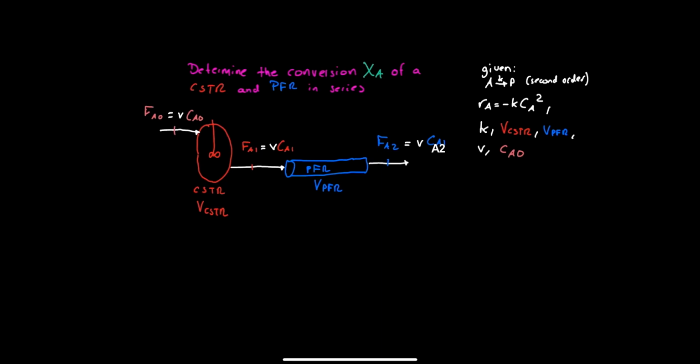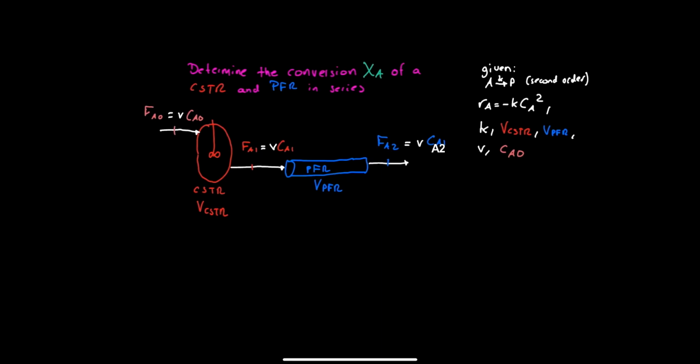In this task, we are being asked to determine the conversion of the species A of a CSTR and PFR reactors connected in series. The task gives us the following information. A reacts with a rate constant K to P. Here we have a second order reaction. The task specifies that the reaction rate of species A is going to be equal to negative K times Ca elevated to 2.